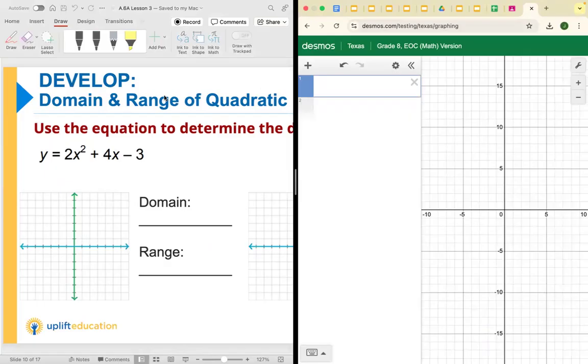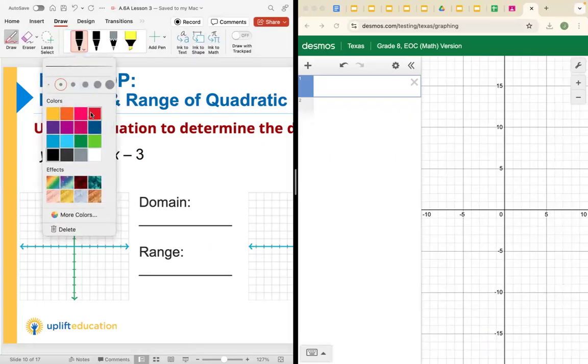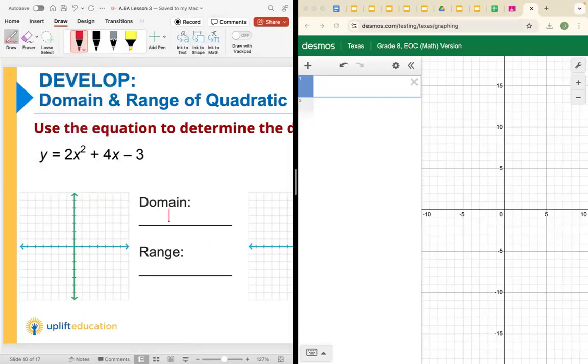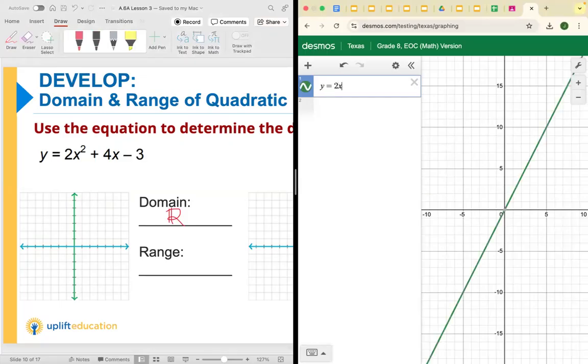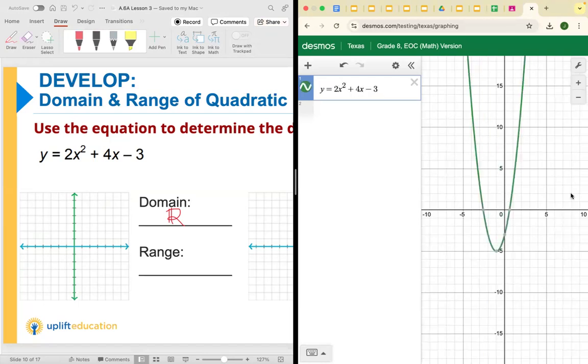Okay, so I'm going to tell you right now, because we're going to have some arrows, our domain is automatically going to be all real numbers. So we can already just say this is going to be all real numbers, all right? So anytime we have an equation, most times the domain is going to be real numbers. So we have y equals 2x squared plus 4x minus 3.